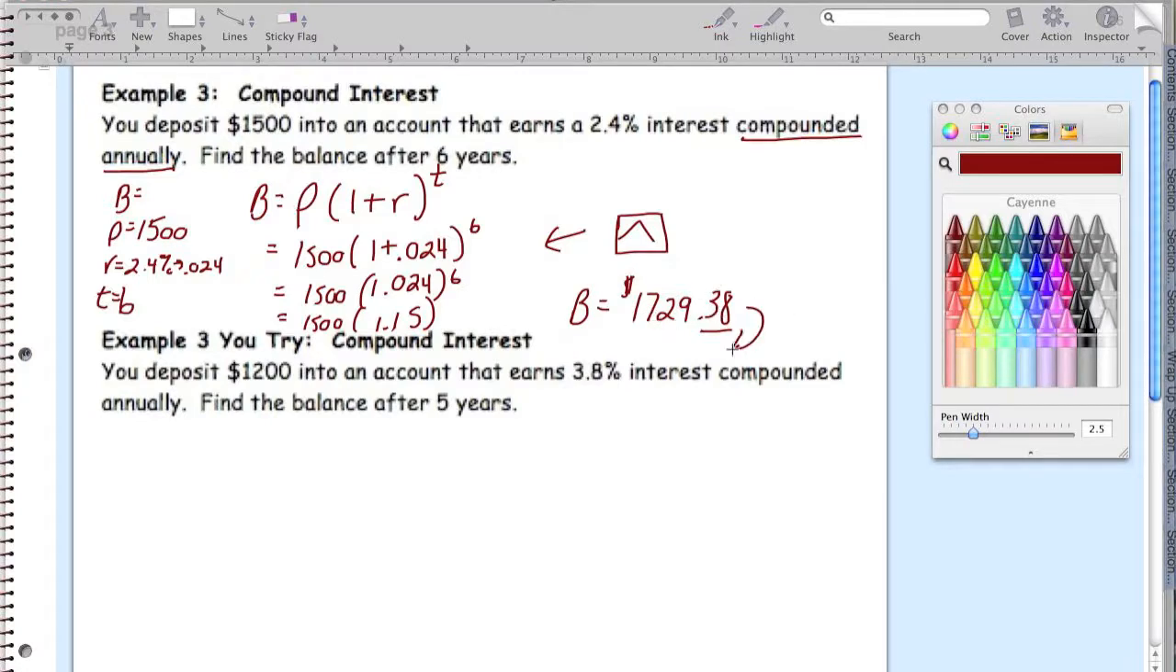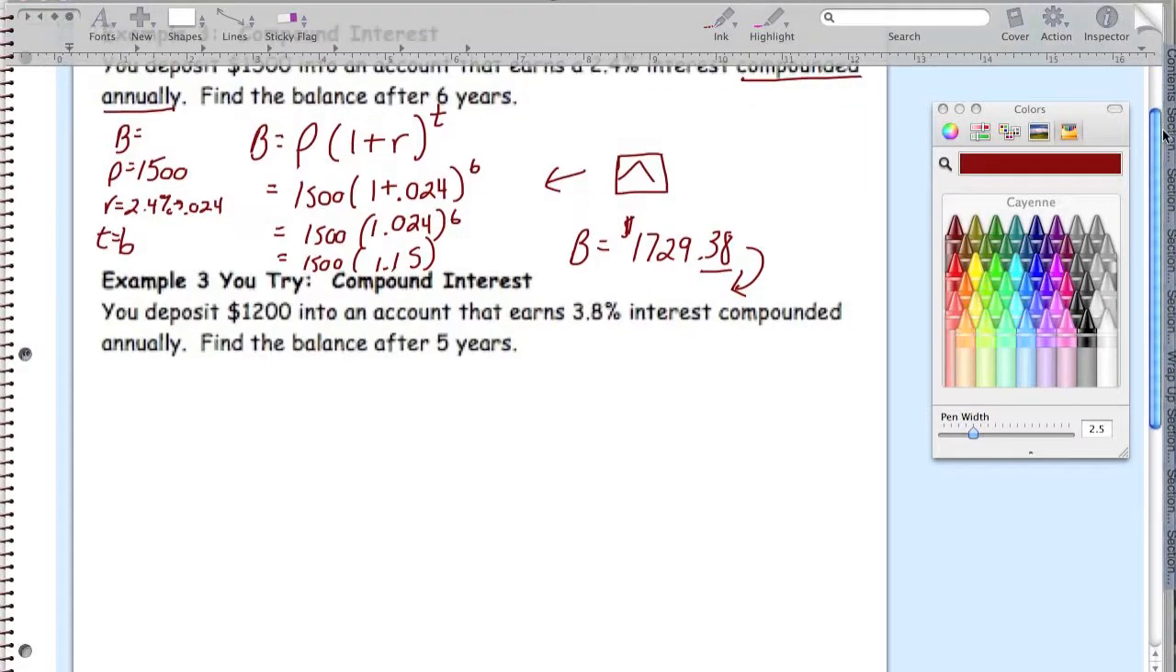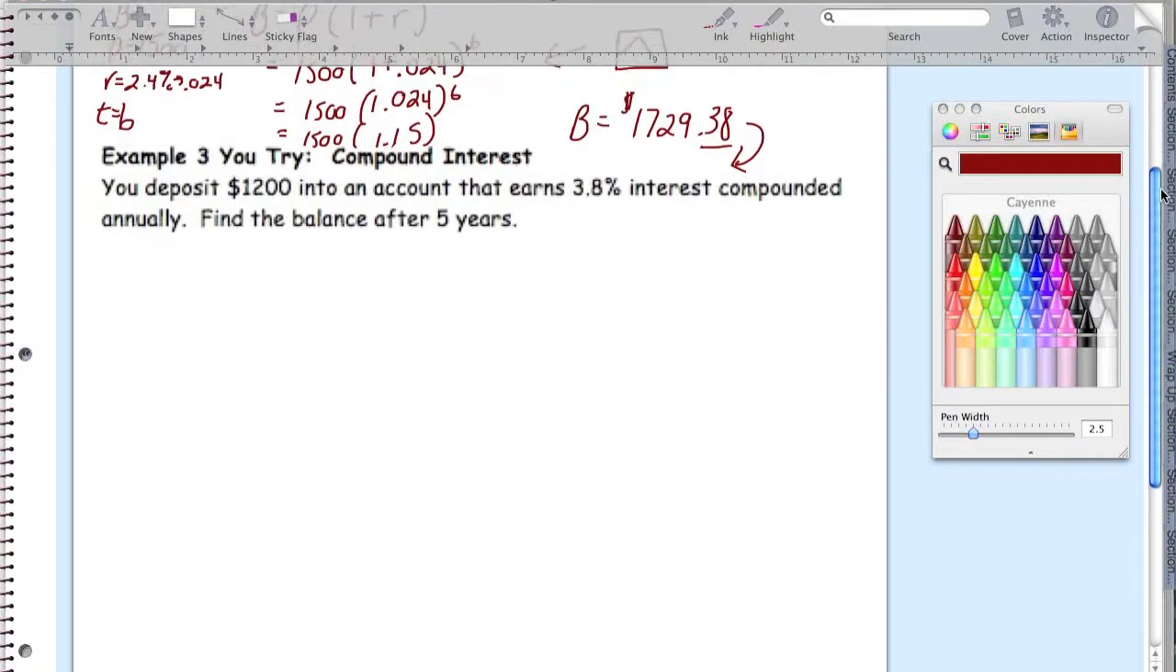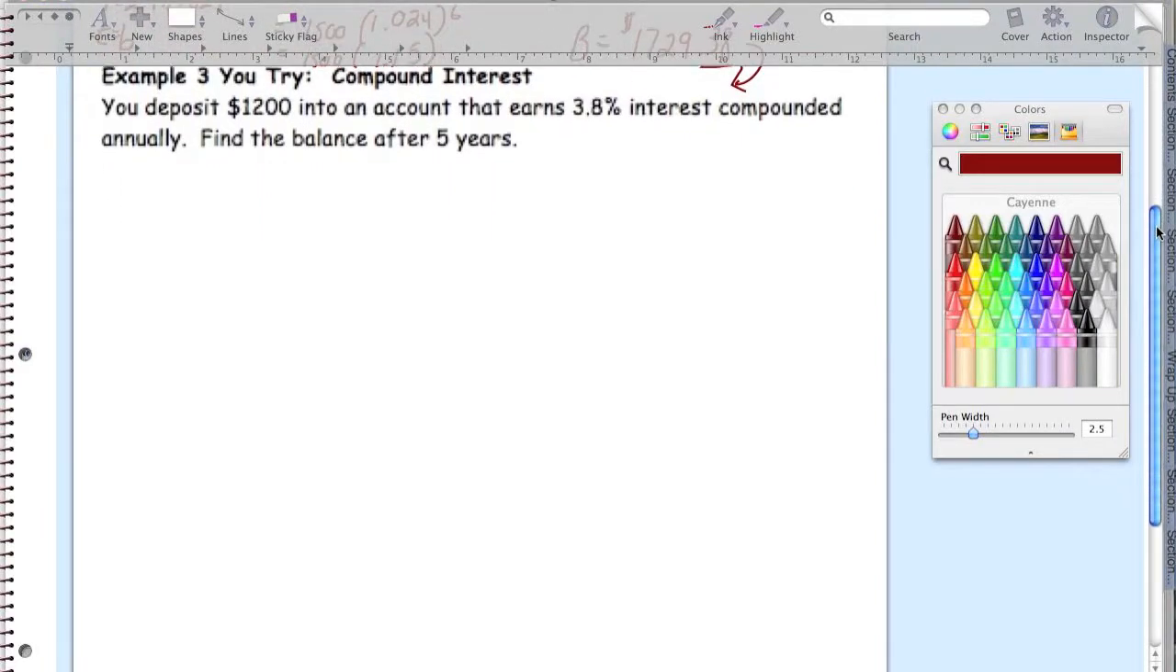And the next year, it's going to build off of whatever this amount is, not whatever I started with. And that's the nice thing about being compounded. If you're putting it into a bank, that's really good. So let's try one just like this. Again, your calculator is going to be very helpful.